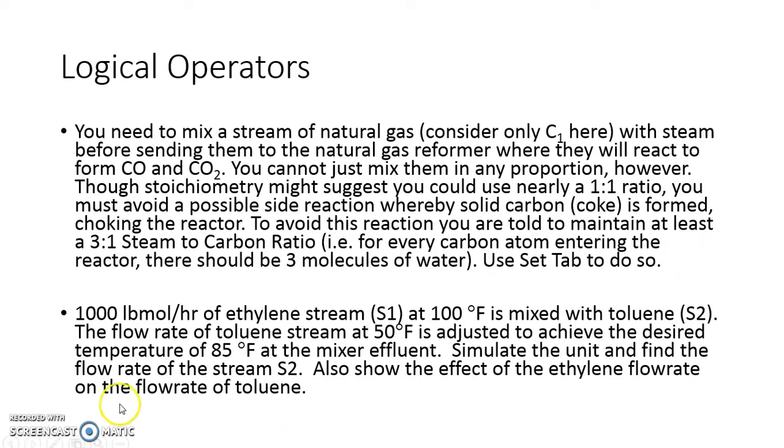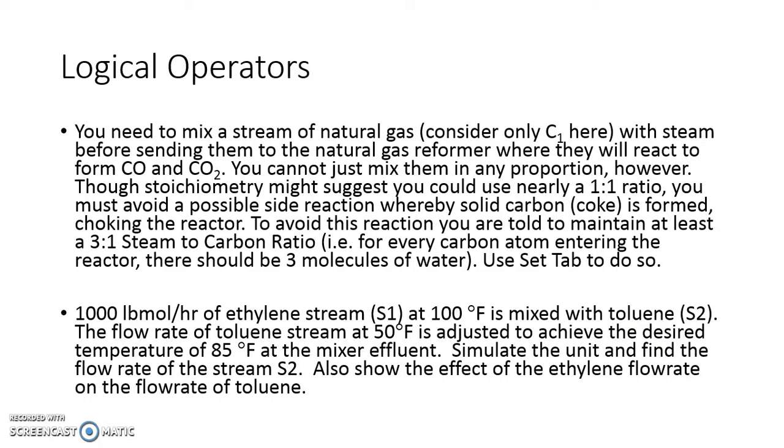Like in this case, we already adjusted the flow rate of toluene so that the outlet temperature remains 85 Fahrenheit. Now, naturally, if I increase the flow rate of ethylene, correspondingly the flow rate of toluene needs to be increased to maintain the temperature at the outlet at 85 Fahrenheit.